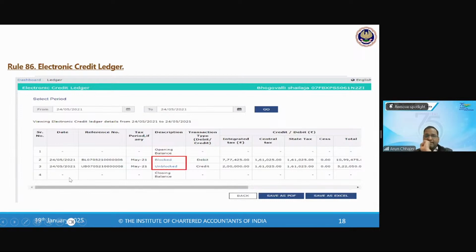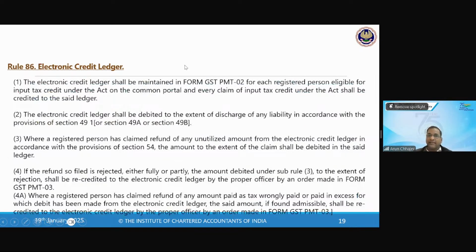Now, what is the credit ledger? It is very simple. Sometimes credit ledger is also discussed as the concept of blocking of credit ledger, the power to block and unblock the credit ledger, Rule 86. That we will discuss. The officer has the power to block your ITC ledger. Correct. Now, what is the provision?